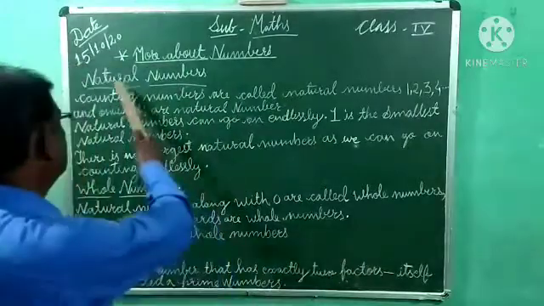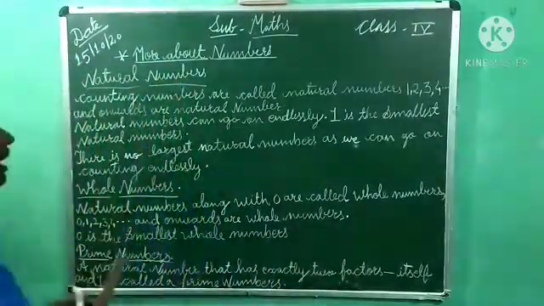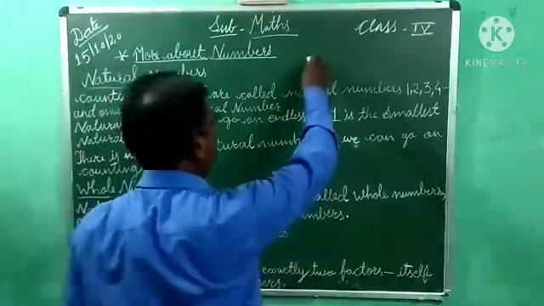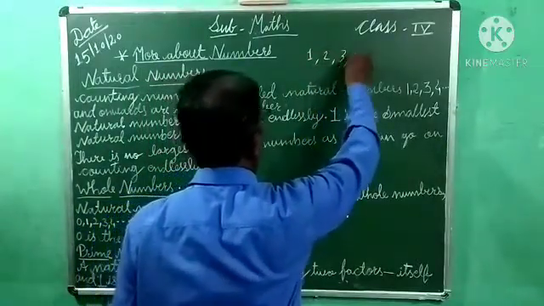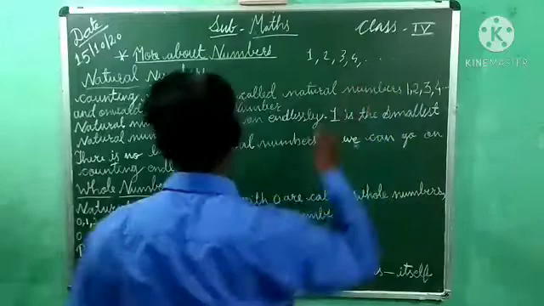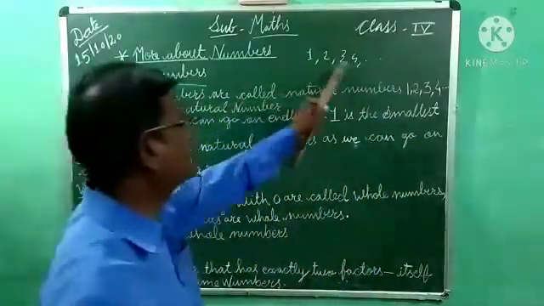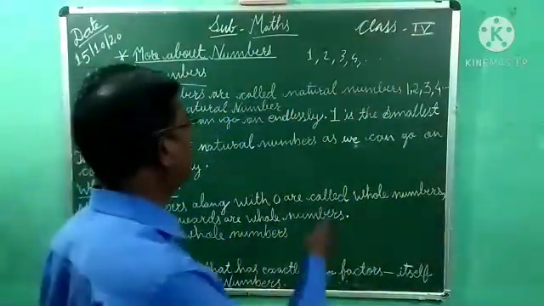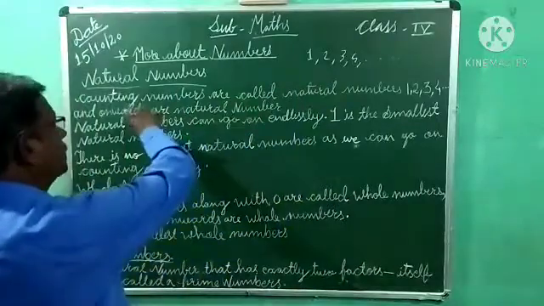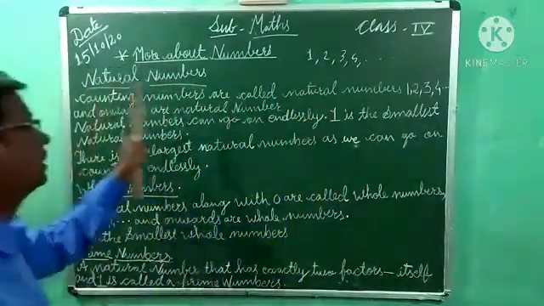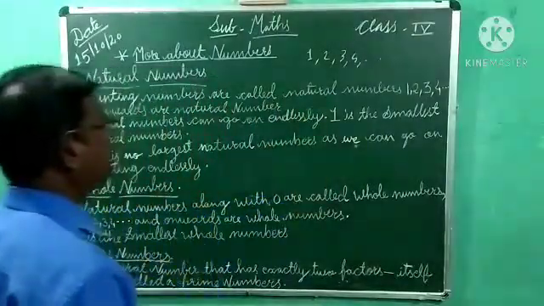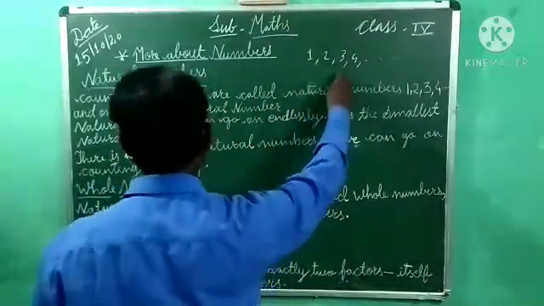More about numbers. First of all, natural numbers. You have already studied them in nursery. Natural numbers mean what? 1, 2, 3, 4, like many numbers. Counting numbers: 1, 2, 3, 4, 5, 6, 7, 8, 9, 10. Many numbers are there. Counting numbers are called natural numbers. What are natural numbers? Counting numbers are called natural numbers, for example 1, 2, 3, 4.